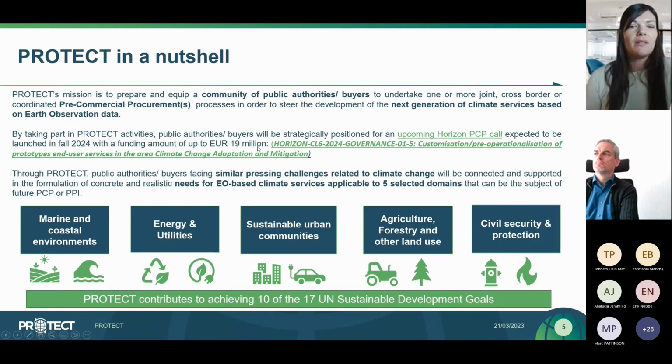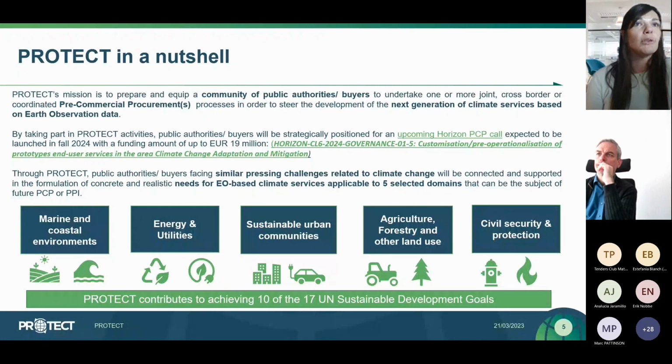So Protect in a nutshell, what is the goal of Protect? For those who may have already been on our website and read a little bit about our goal and our activities, our goal is to prepare and create a community of public authorities and specifically public buyers that will be prepared and equipped in order to undertake in the future one or possibly more pre-commercial procurements, and this could be done jointly by joining forces with other public authorities within your region or your country, but that could also be done cross-border by joining forces with other public authorities in different member states that face similar challenges that you or other public authorities may face.